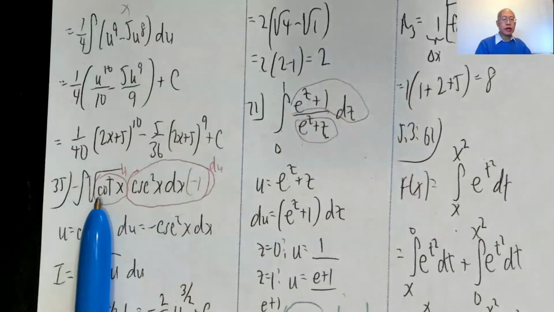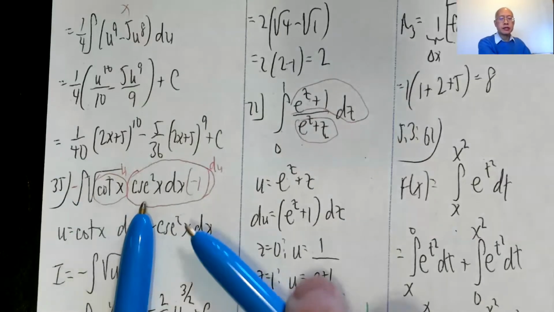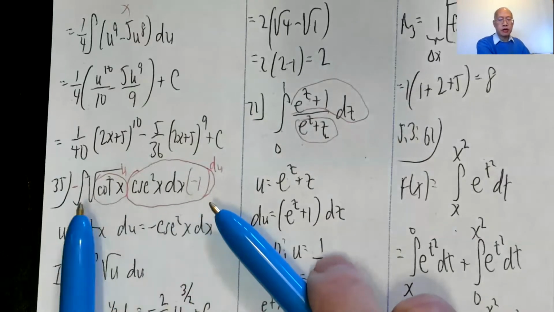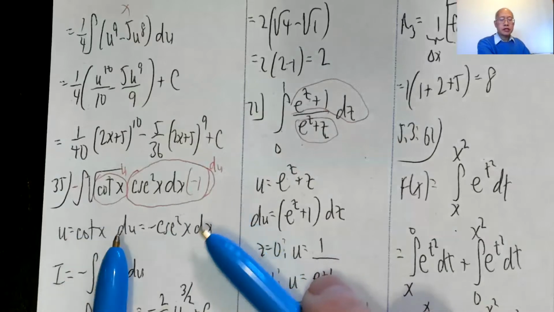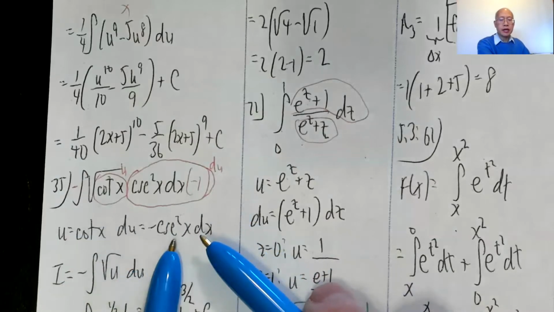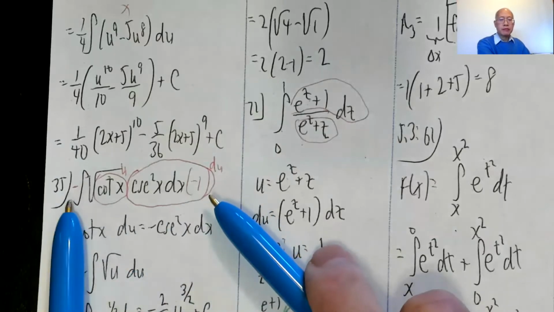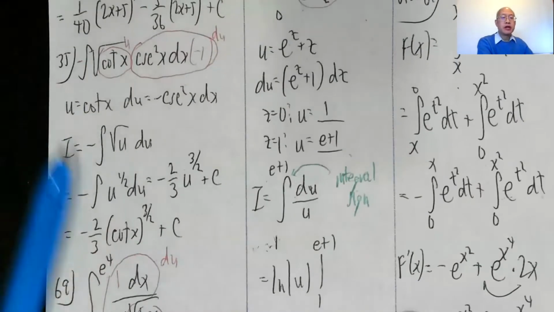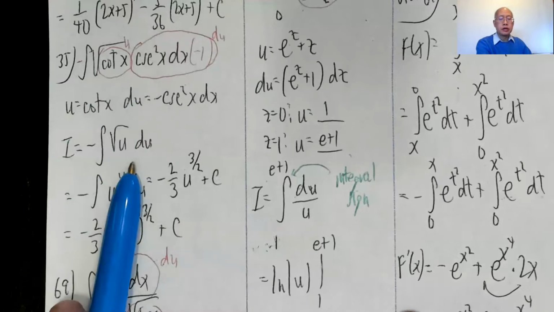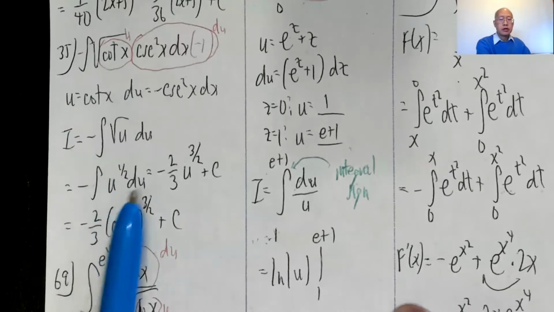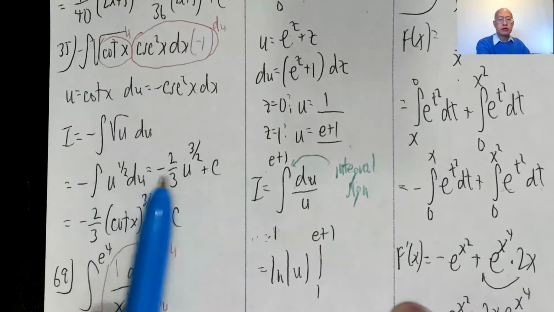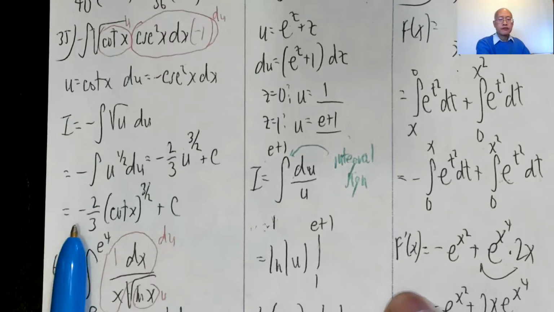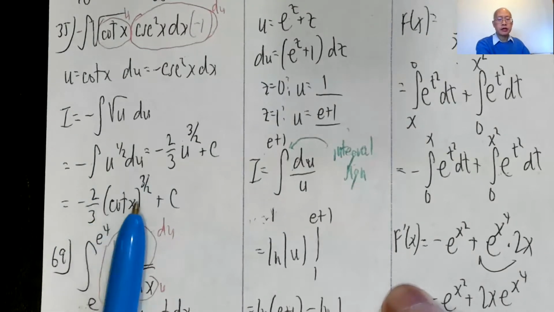35, the derivative of cotangent is almost cosecant squared x, just needs to be multiplied by -1. So u equals cotangent x, du is negative cosecant squared x dx, multiply inside and outside by -1. So I have negative the integral of radical u du. So that's u to the half. So u to the 3/2 times 2/3 plus c with a negative in front. So final answer, negative 2/3 cotangent x to the 3/2 plus c.